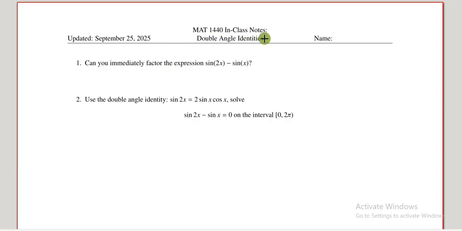In this pre-work, we're looking at our double angle identities. And I want to give you a reason why we're interested in these double angle identities. The first question is a little bit of a silly question. I'm asking, can you immediately factor this expression, the sine of 2x minus the sine of x? And the answer is no. They don't contain any similar factors, so no common factors.